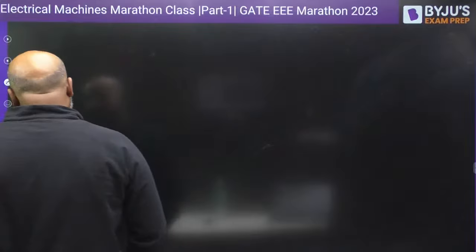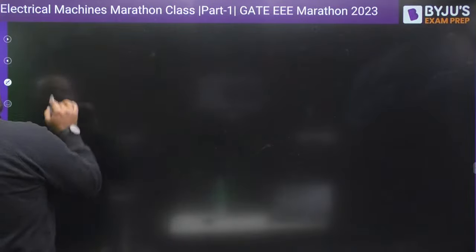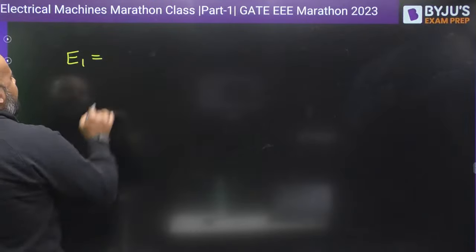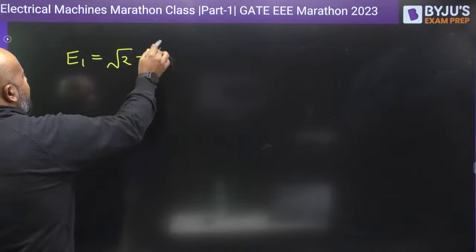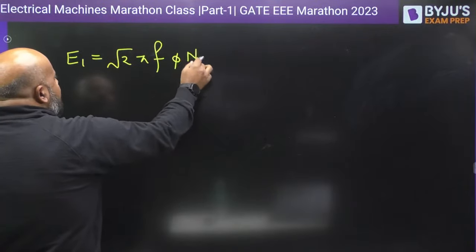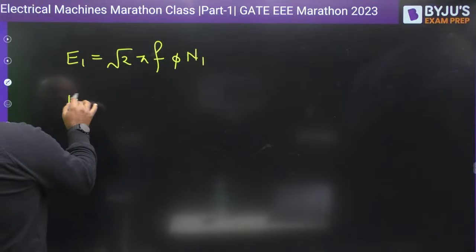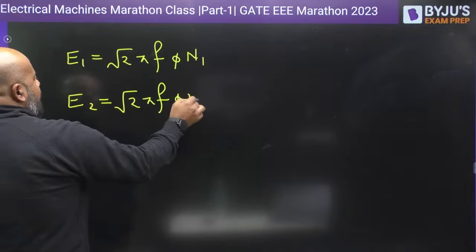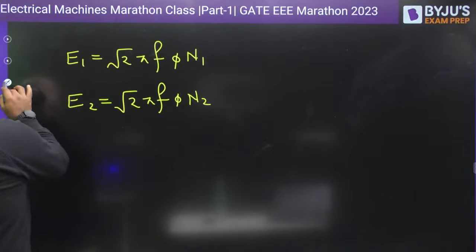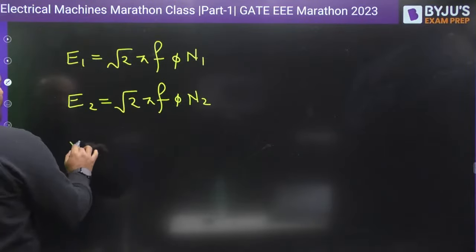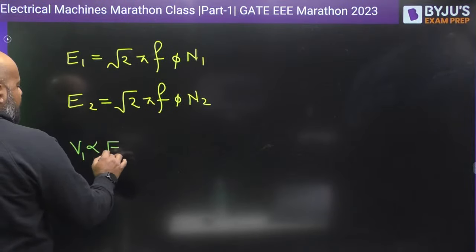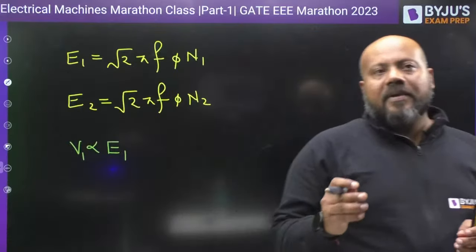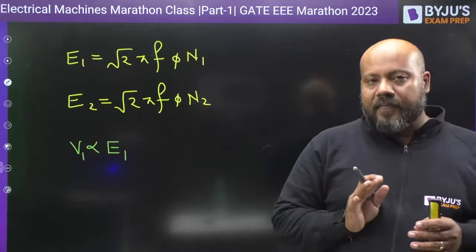So what is this maximum core flux density? Let us understand. Suppose you are writing the RMS value of the EMF induced in the primary side. It is root 2 pi f phi N1. Similarly, for the secondary side, E2 is root 2 pi f phi N2. Whether it is E1 or E2, if you compare it, you will see V1 is going to be directly proportional to E1. Yes or no? Because the difference between V1 and E1 is nothing but R1 and X1 voltage drop.